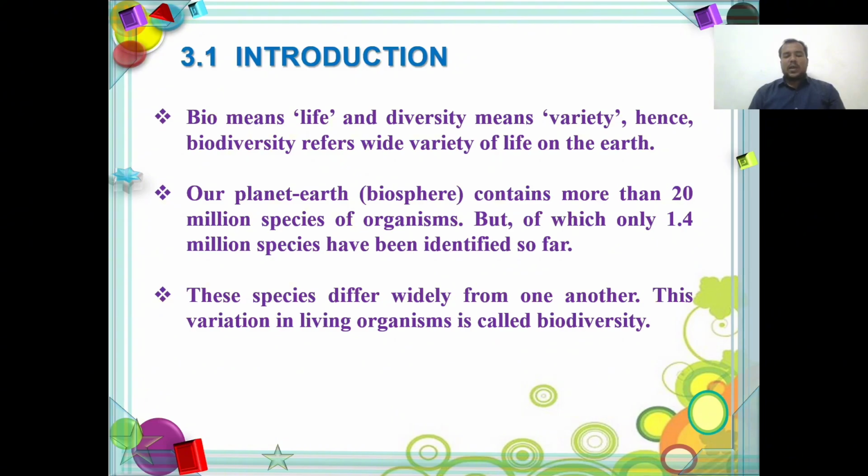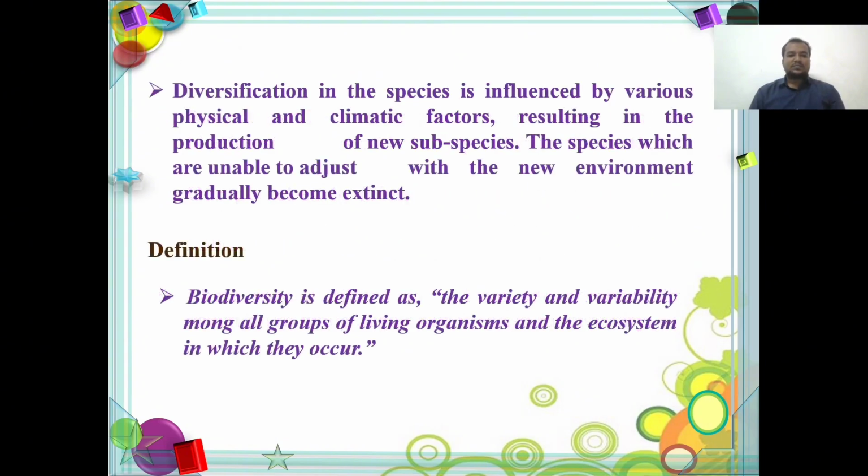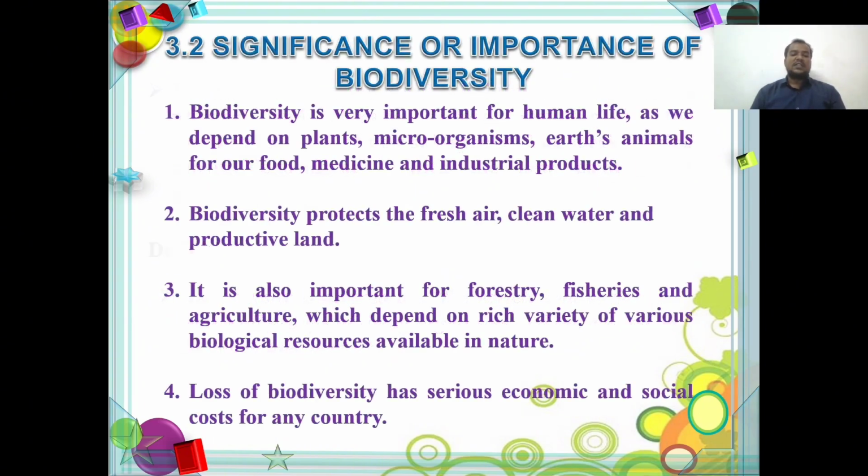So 1.4 million species have been identified so far. The species differ widely from one to another. These variations among living organisms are called biodiversity. The definition of biodiversity: it is defined as the variety and variability among all the groups of living organisms and the ecosystems in which they occur on the planet. That is called biodiversity.